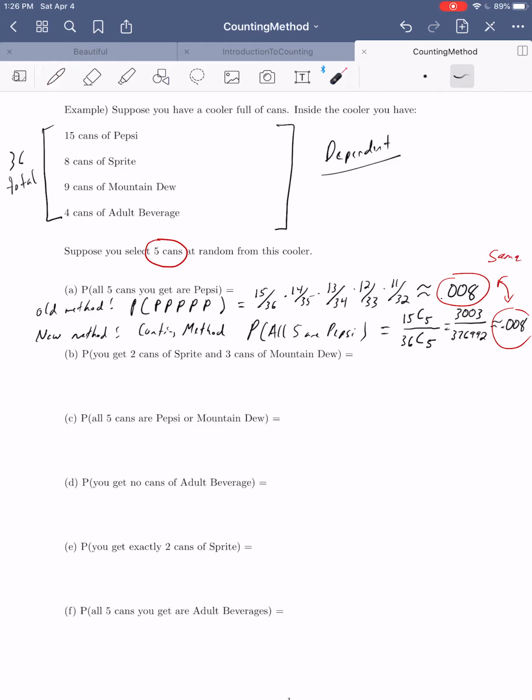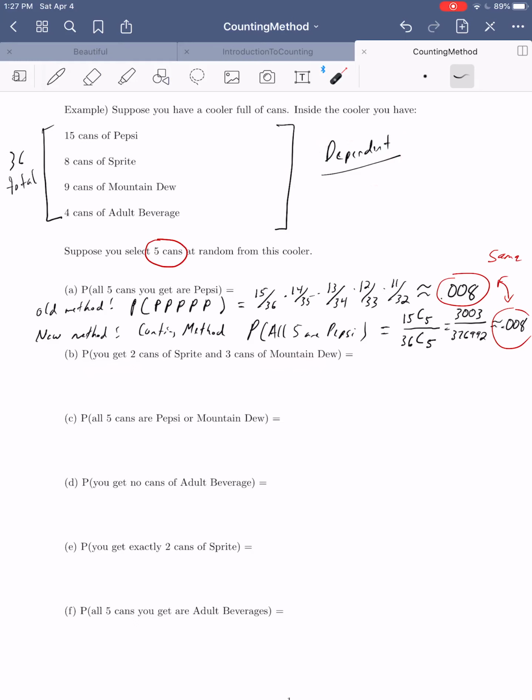So what we're sort of saying here is that this new method is going to be way superior to doing this. So in other words, we're going to avoid using this old method for the remainder of this example. And we're instead going to just focus on using this counting method. And this counting method works really well anytime you have a dependent situation. So let's look at the next one.